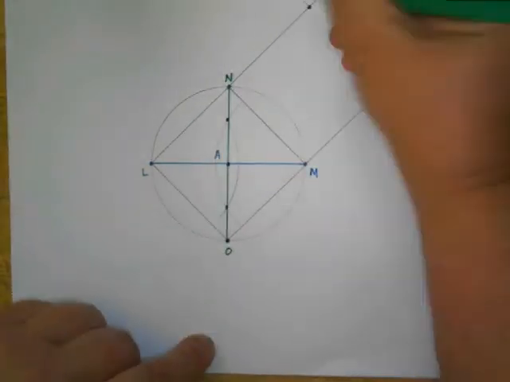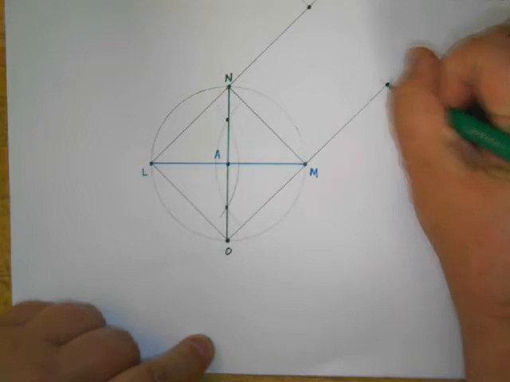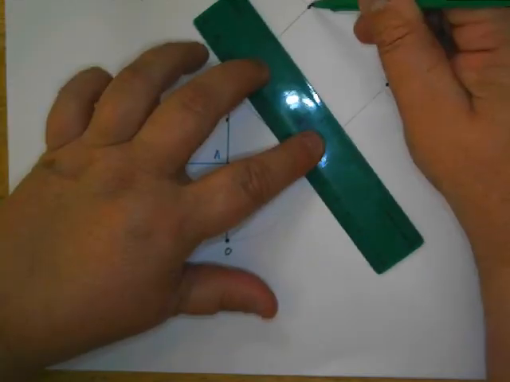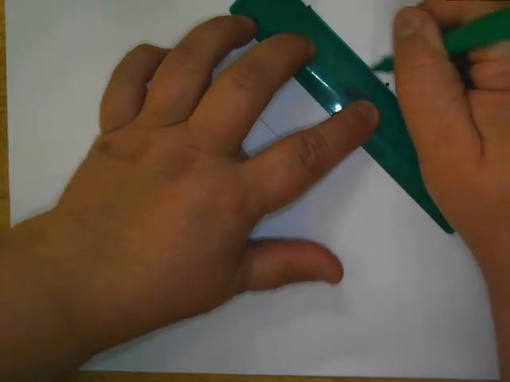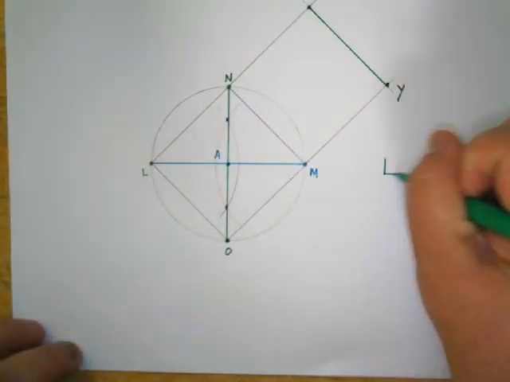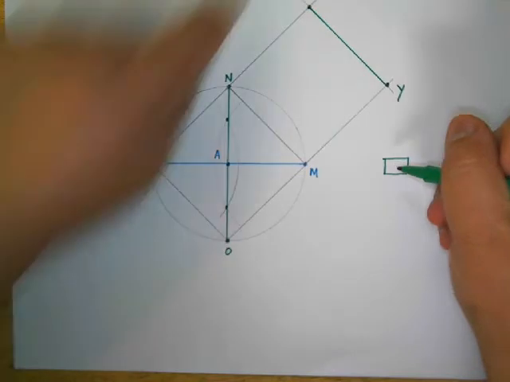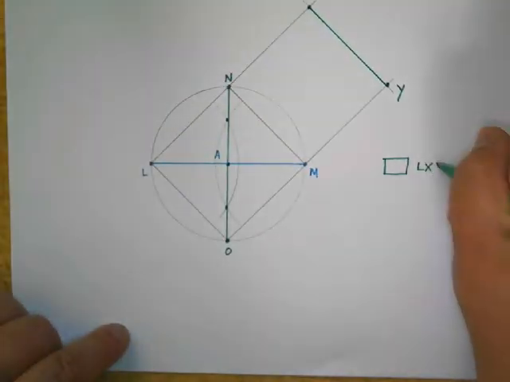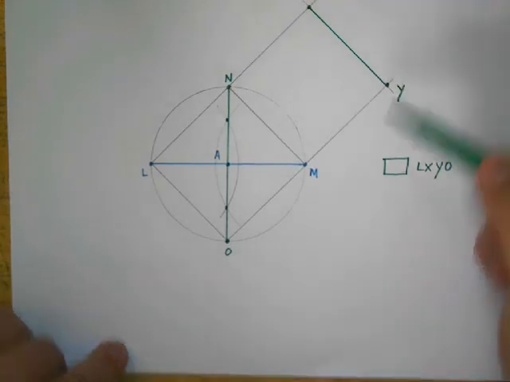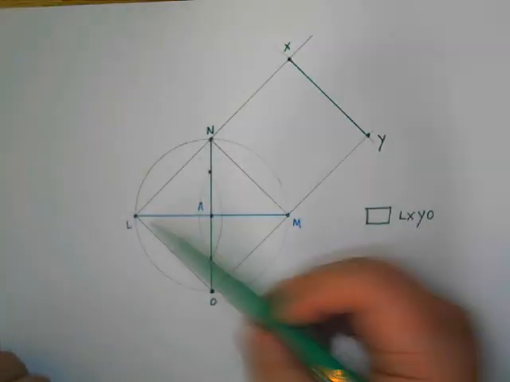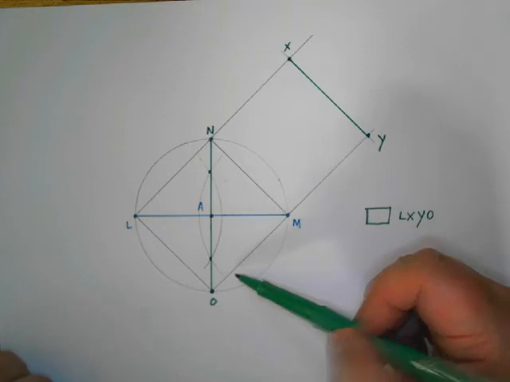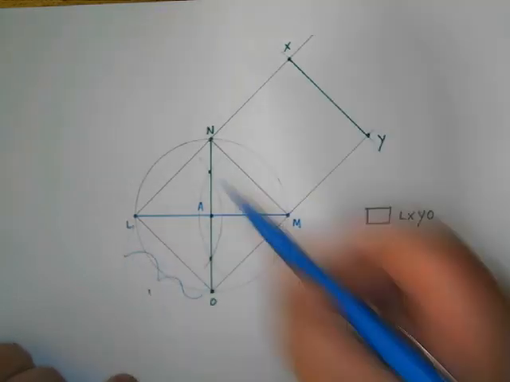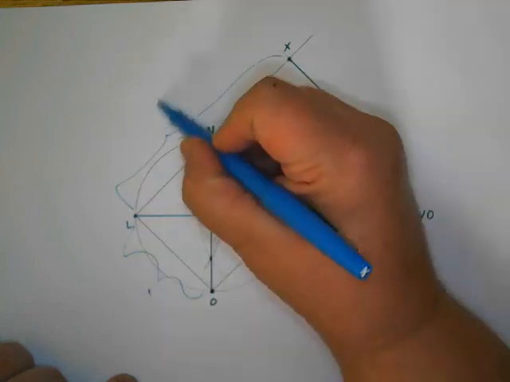Let's call this X and this Y. This can be a strangely named rectangle. But we now have a rectangle, what do we call this? LXYO. LXYO, and it has a ratio 1:2 or 2:1.